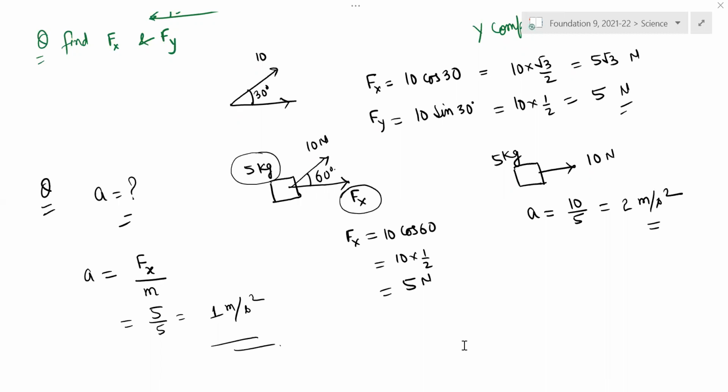No, no, no. If I am changing the angle, let's say from 60 degrees I am making it 30 degrees, what will happen? It will become 5 root 3 by 5, so it will become root 3. If I make it 90 degrees, then the acceleration will become 0.